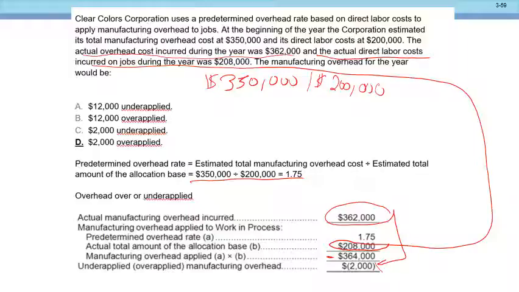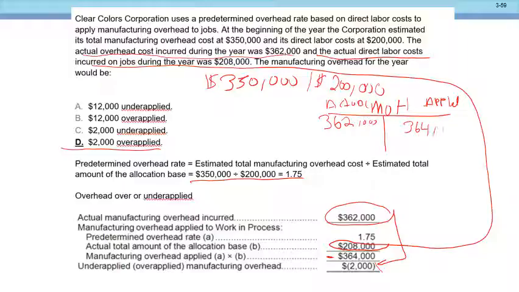And since we applied more than we incurred, we are going to have what? An over-applied amount, right? Okay. Just once again, to put that into the T account perspective, manufacturing overhead. The actual was what? 362 was debited. Right? The actual is the debit. The applied was how much? Was 364. Okay. So we were over applied, weren't we?